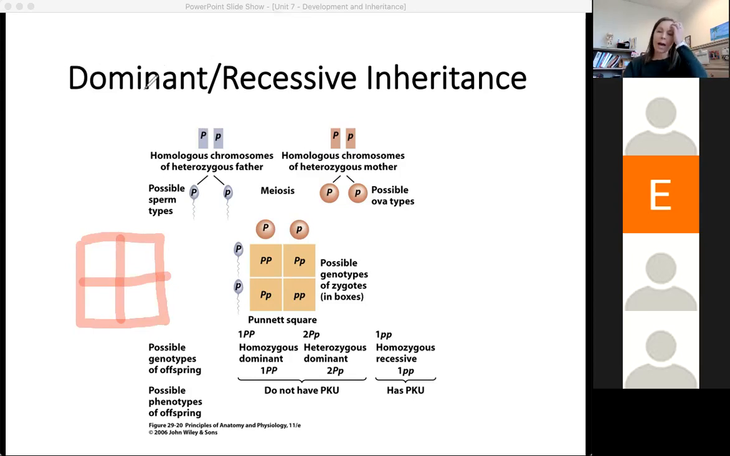And we're going to say, let's say this is to figure out eye color, first of all. And we'll say that the dominant allele, so that has a capital letter, codes for brown eyes. And then we're going to say that the recessive allele is blue eyes.